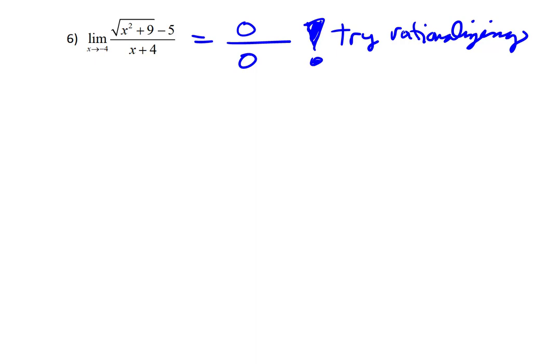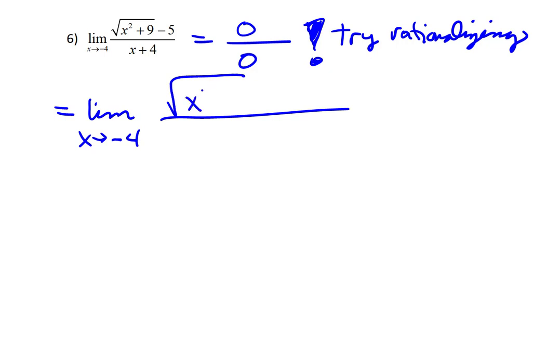Go back up and look at those methods. We can rationalize sometimes a numerator, sometimes a denominator. In this case, it's the numerator we might want to rationalize given that it already has the radical expression up there. So let's go ahead and try rationalizing by rewriting this as the limit as x approaches -4. I'm going to copy down the original function for a second here. This is the square root of x squared plus 9 and then minus 5, and the denominator is x plus 4.